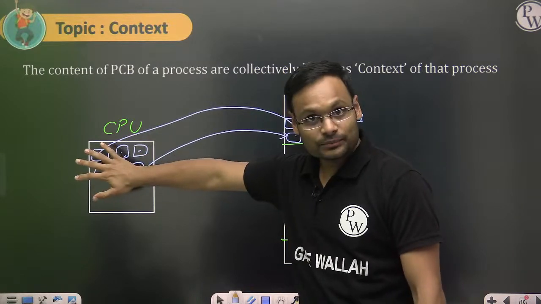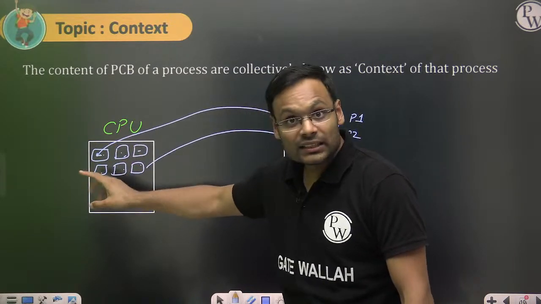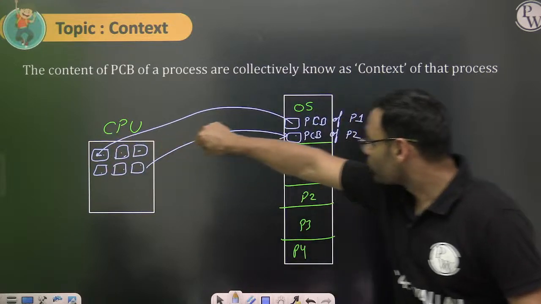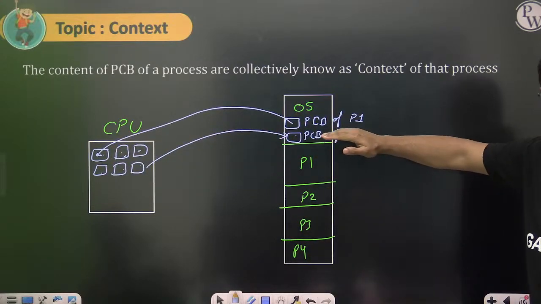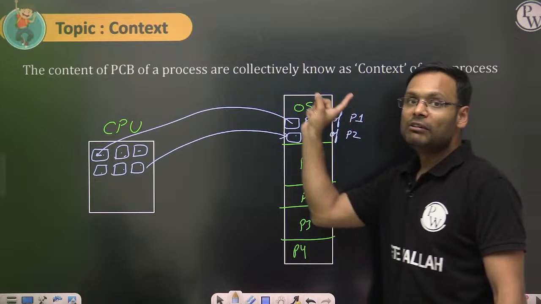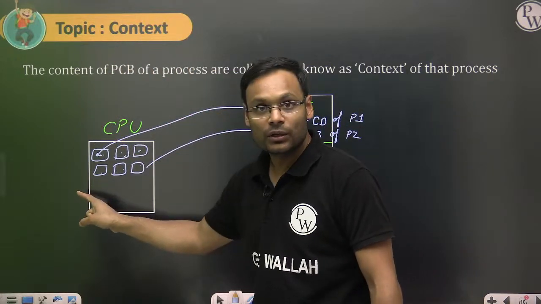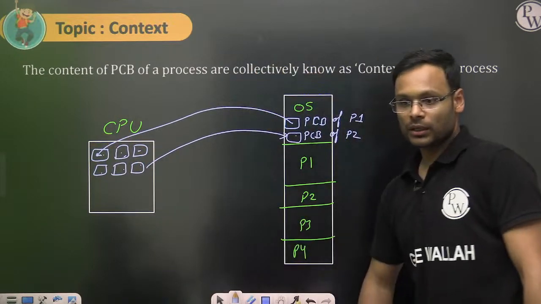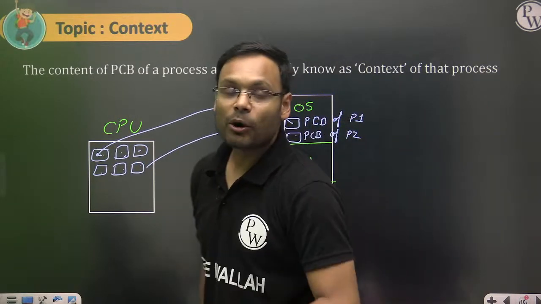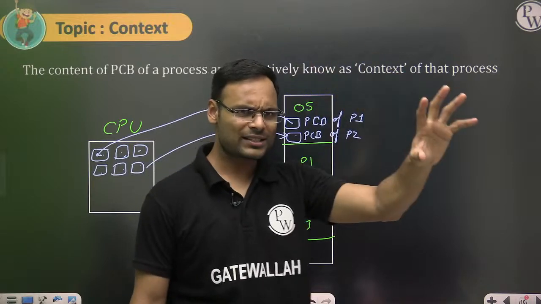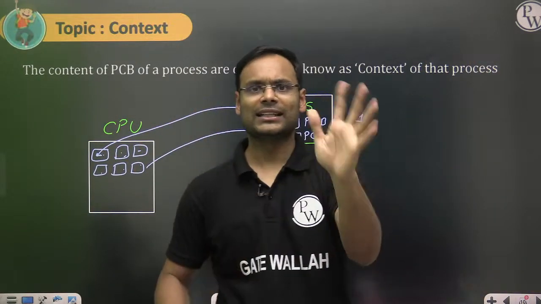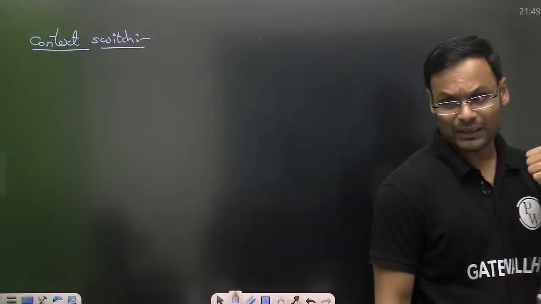P2 process was running, and its register values were there, called the context. That context is taken out of the CPU and stored in the PCB of P2. Now P1 will go and run in the CPU. How? The context of P1 is loaded into the CPU. So in general, when we talk about context switch, we talk about one process leaving the CPU and another process going into the CPU, switching between processes. But the actual meaning I have explained here.